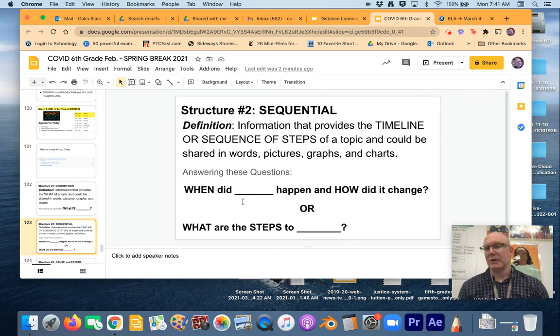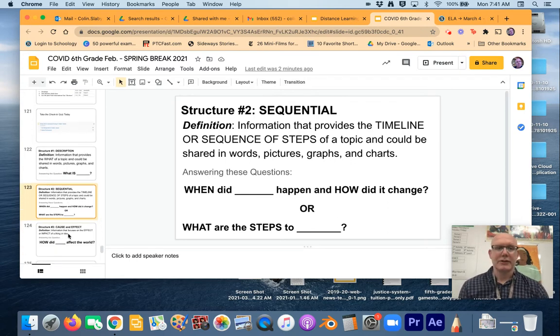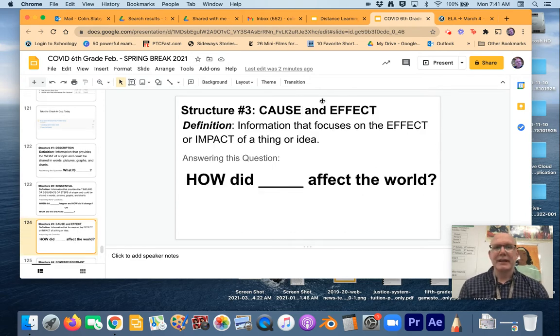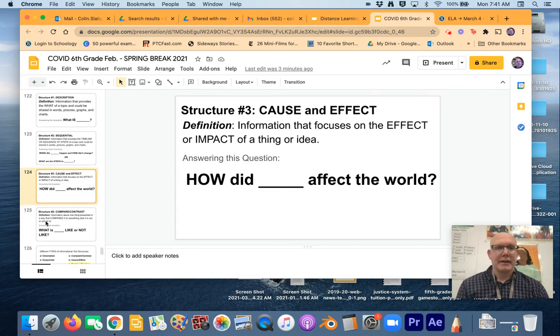So a manual or a recipe is sequential writing. A manual on how to put together your IKEA wardrobe, that's sequential. A timeline that tells me how World War II started from one event to the next, that's all sequential. Our third was cause and effect, right? It answers the question, how did blank affect the world? So what's its impact? If we talk about plastic water bottles, how did this change how water gets to the world? That's a cause and effect.